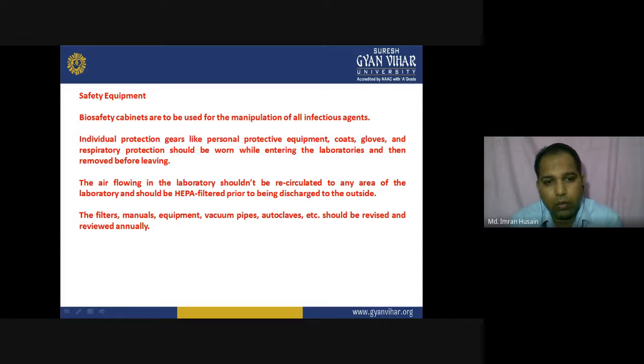The filter manuals, equipments, vacuum pipes, autoclaves, etc. should be revised and renewed annually. Okay, there's no room for error. There's no room for procrastination or any careless activity. Everything should be top notch. Everything should be flawless. Everything should be free of error.